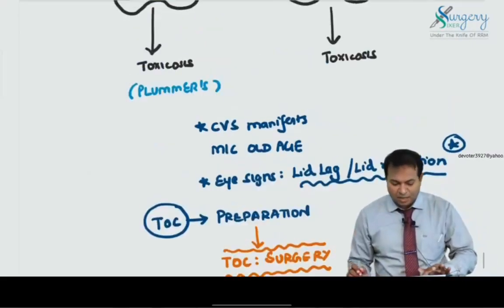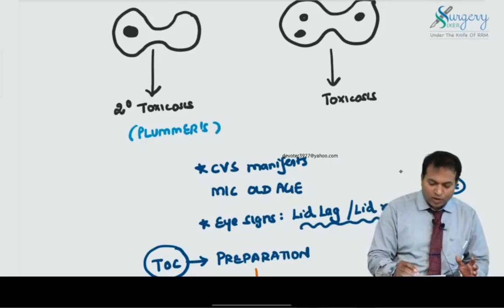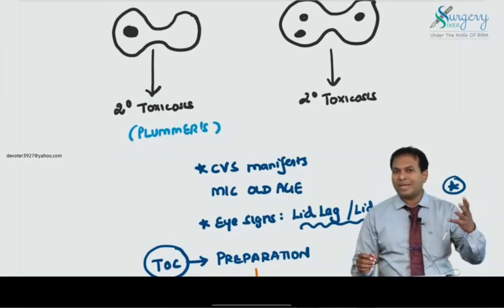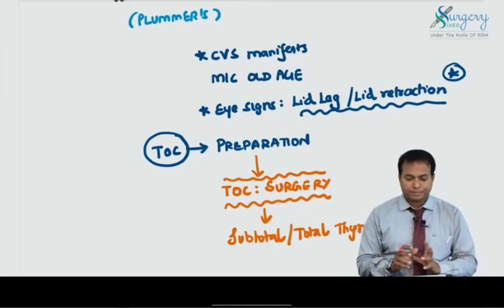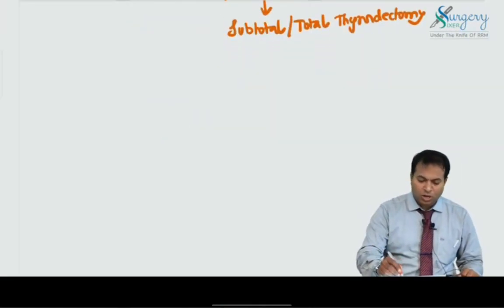These are all known as secondary toxicosis because the goiter goes for toxicosis after a long period. The swelling is present for more than 3 months, 6 months, 1 year, and now it is going for toxicosis. This is known as secondary toxicosis. Please don't forget this point. This is a very important basic point about toxicosis or toxic thyroid goiters.